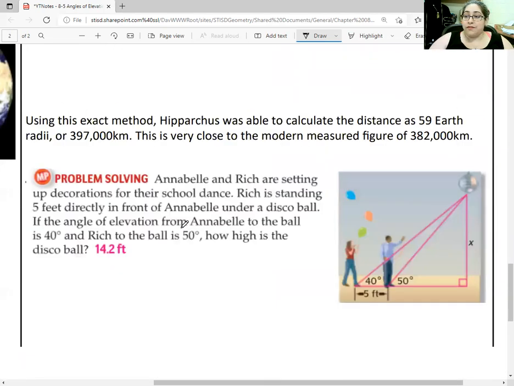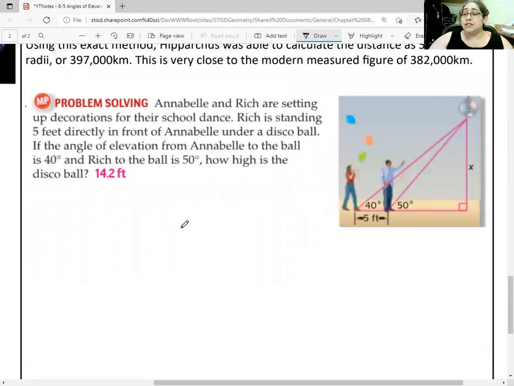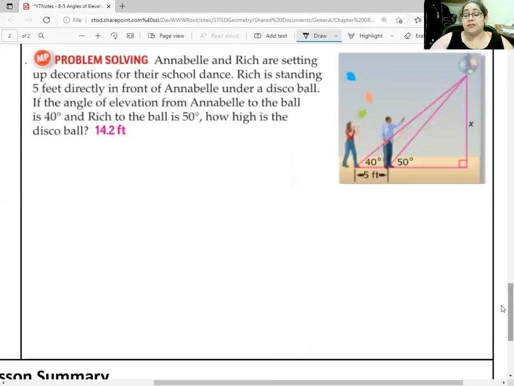The only way I have of making this more challenging is to give us a couple of triangles together for us to deal with. In this particular problem, we have both Annabelle and Rich. They're setting up decorations for a school dance. Rich is standing 5 feet directly in front of Annabelle, and they are both near a disco ball that they've hung from the ceiling to put beautiful lights everywhere. If the angle of elevation from Annabelle's foot up to the disco ball is 40 degrees and Rich's angle of elevation is 50, how tall is the disco ball?